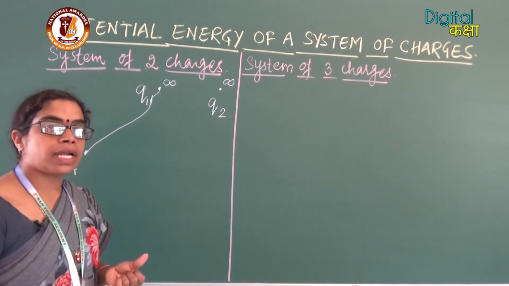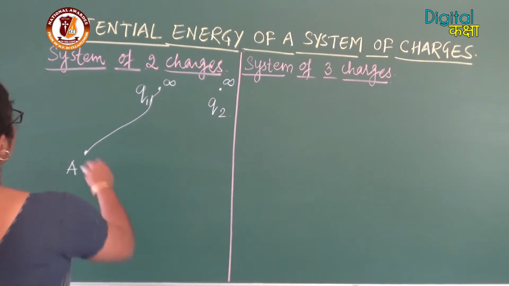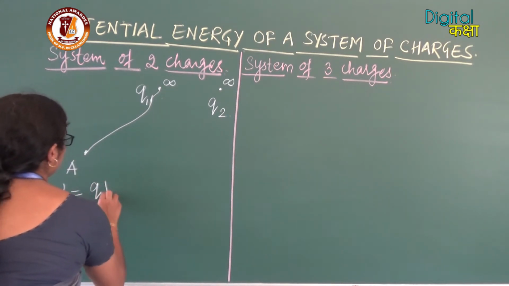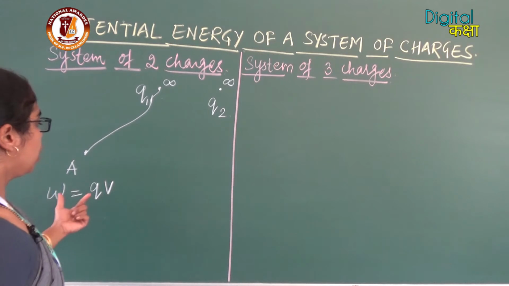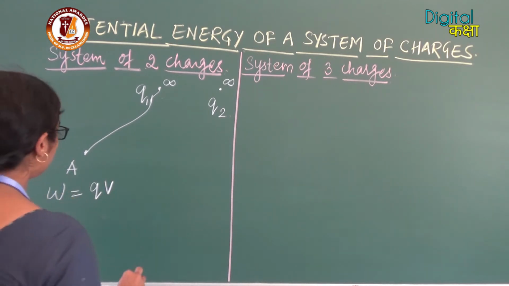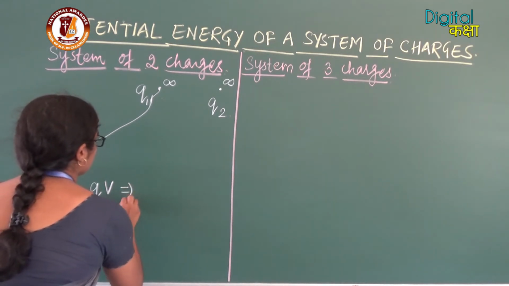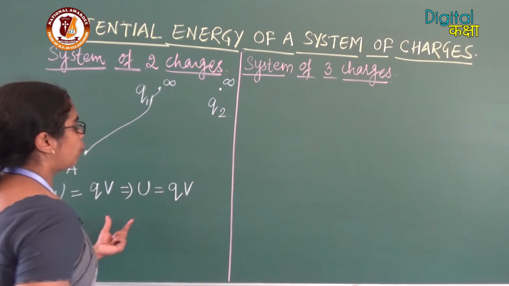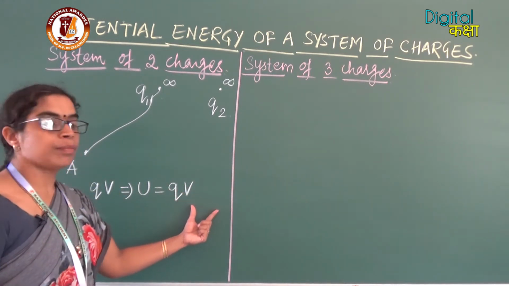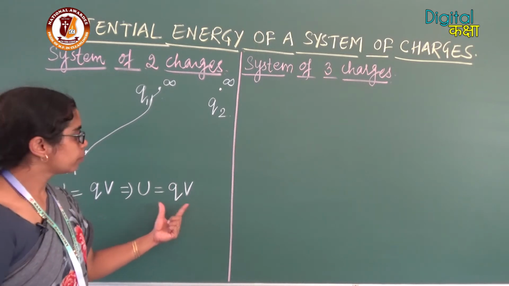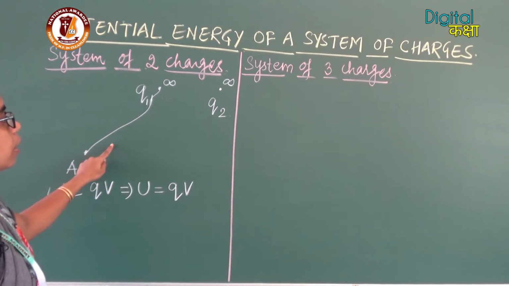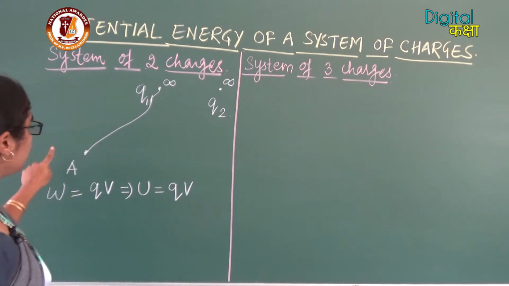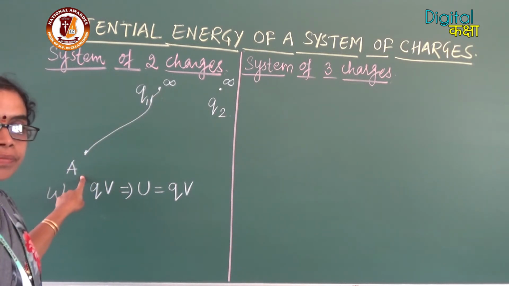As we know that the formula for the work done is given as Q into V, or even I can say the potential energy is given by the product of the charge multiplied by the potential. So, there is no work done when the charge Q1 is brought from infinity to any point A.